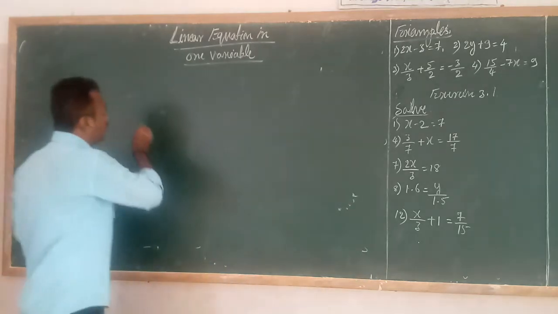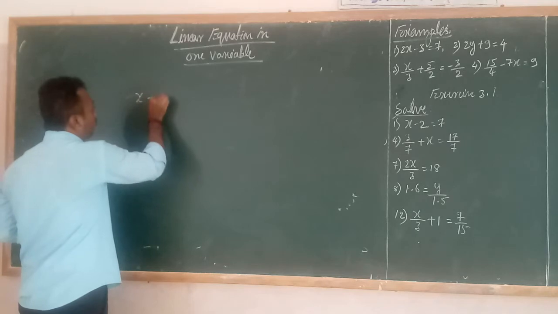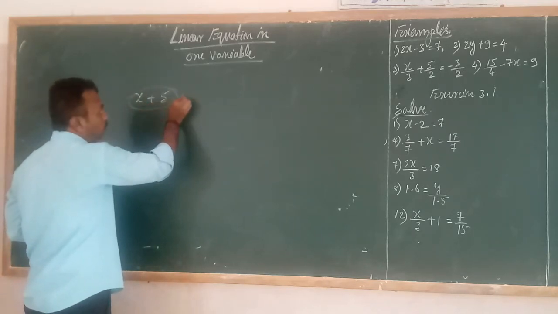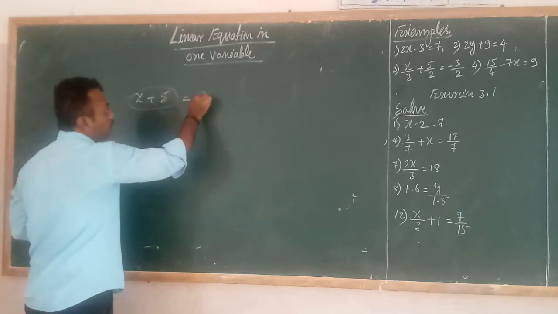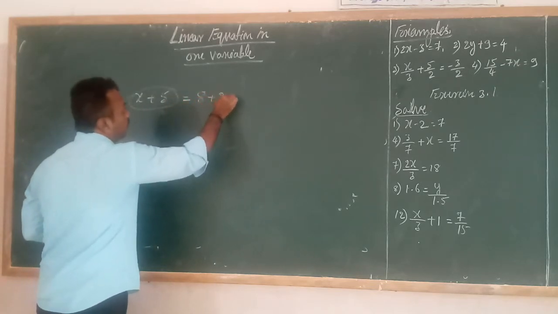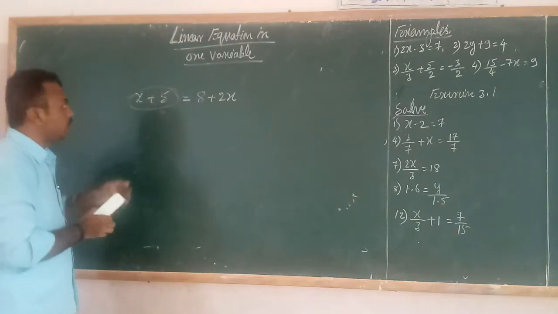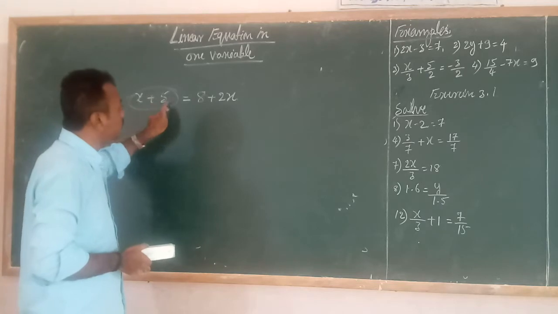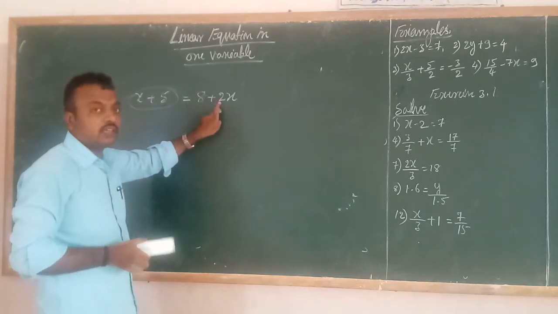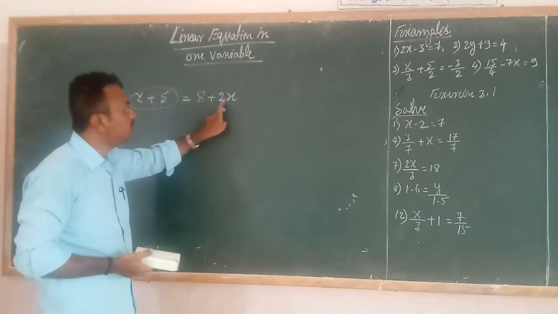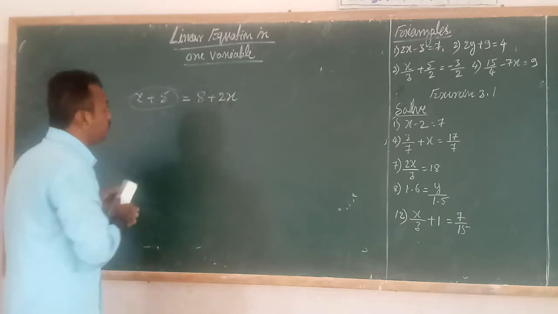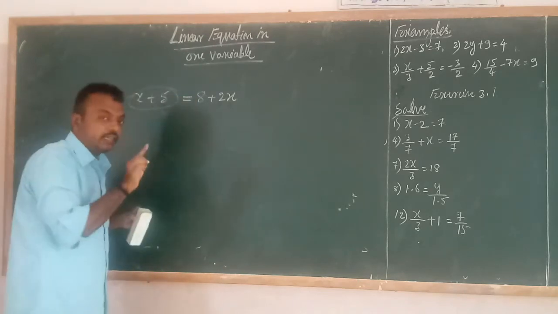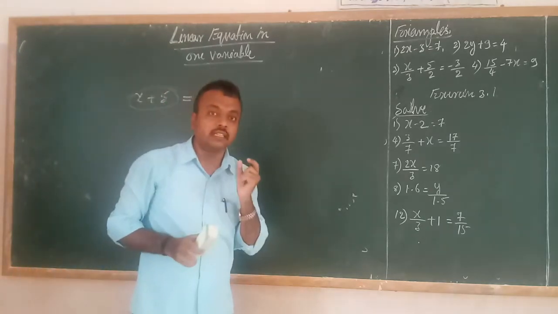I will take one example. x plus 5 is one of the expressions. The value of this expression is equal to the value of another expression, that is 8 plus 2x on the RHS side. So in that, this equals sign is the sign of equality.